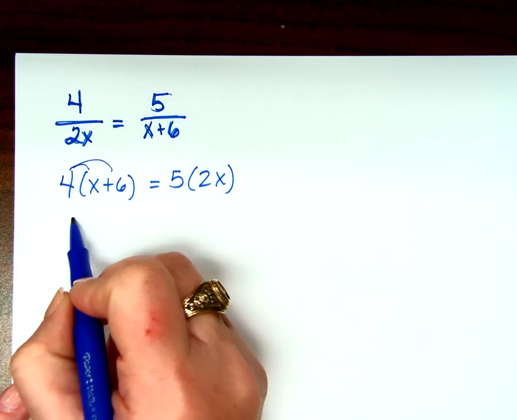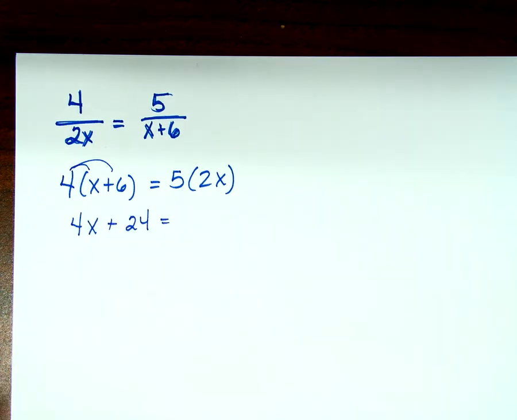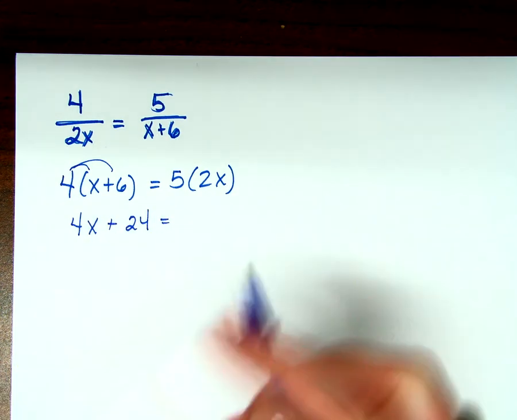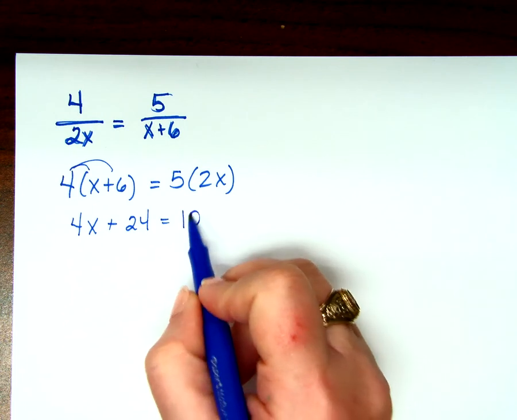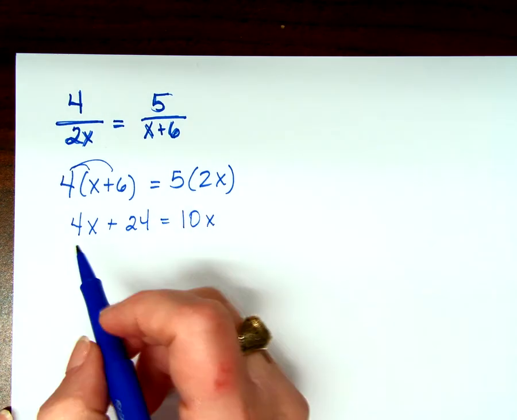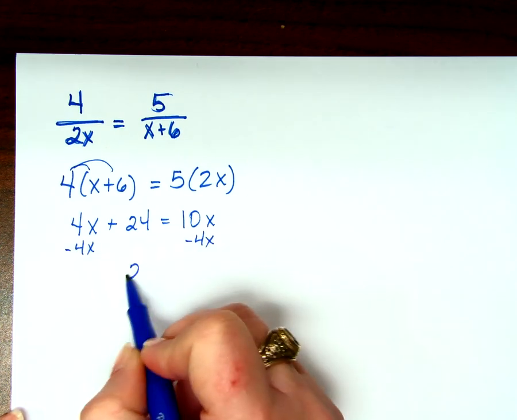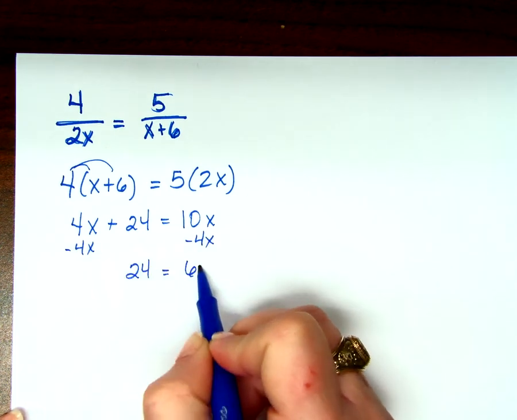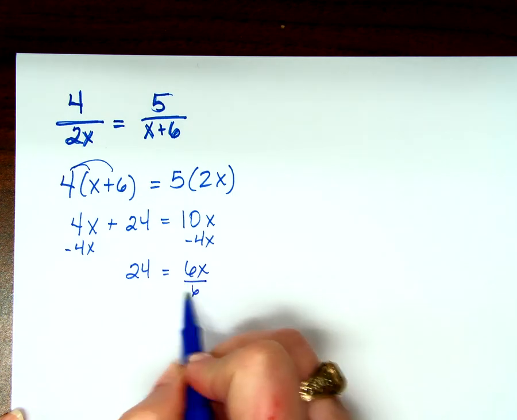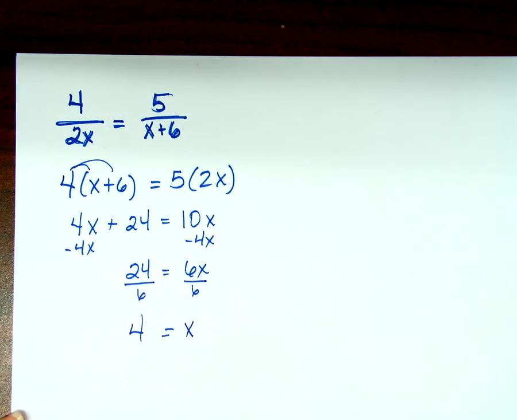Okay, what do I do here? Distribute, right? 4x plus 24 equals what? 10x. And now solve, right? So subtract 4x from both sides. 24 equals 6x. So dividing both sides by 6 gives me x equals 4.